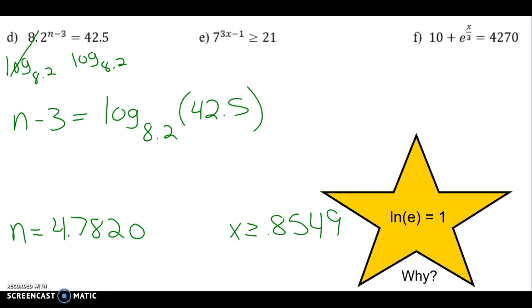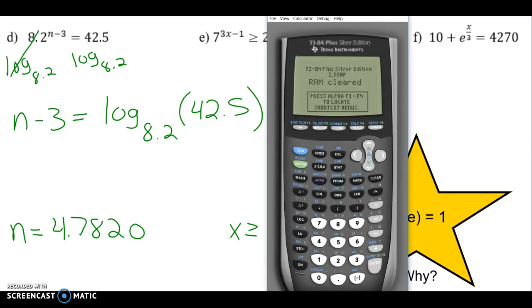And then what's the only thing you need to do to get n by itself? Add 3. So it's just in your calculator, type that in. You math alpha math, log base 8.2 of 42.5, and then just type in plus 3. Make sure you go out back of the parentheses because we're not logging the plus 3. It's that plus 3. And you get 4.7820. How many of you got that one? No different, just a decimal. That's okay. It's not any different.